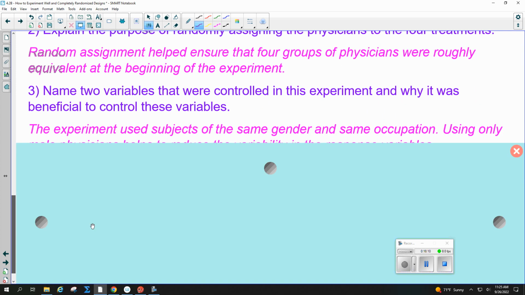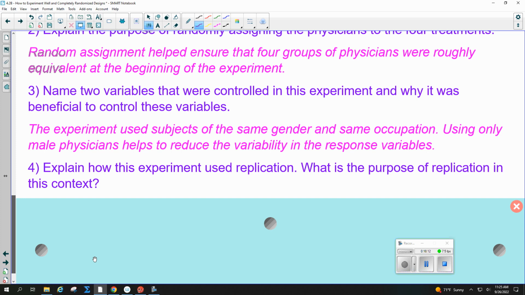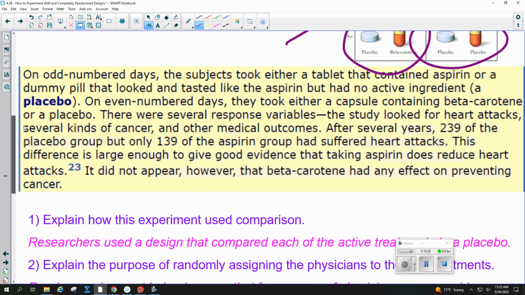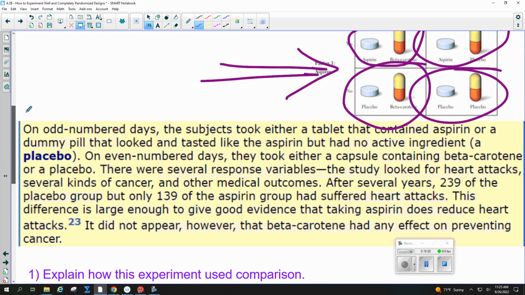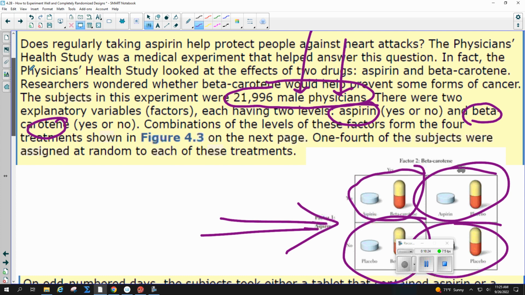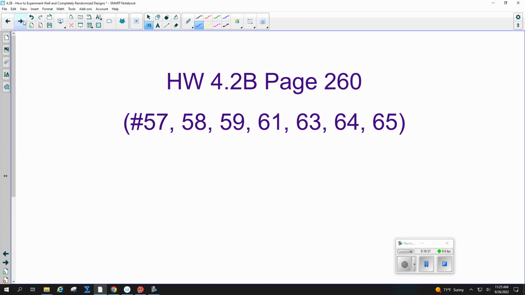And the last thing, how did they use replication? Basically, do you know what this word means, okay? Replication means having enough people. What do you guys think? Yeah, when you divide that by 4, they had at least 5,000 in each group. That's a lot of people. So yes, they had enough replication to say that the difference was due to the treatment, not just chance variation.